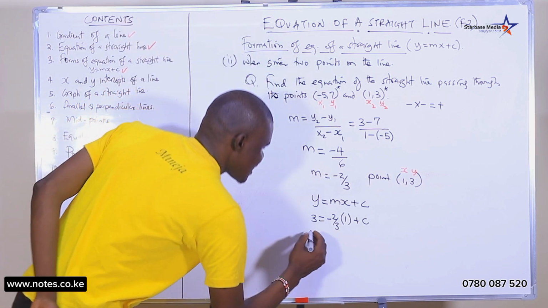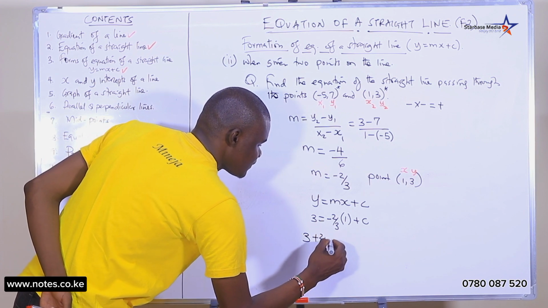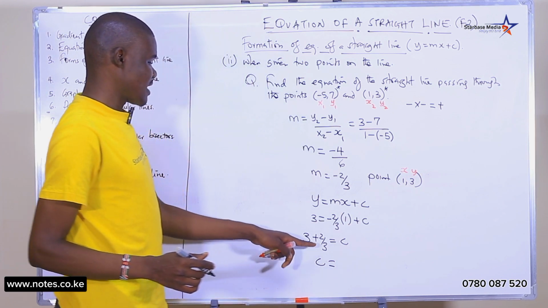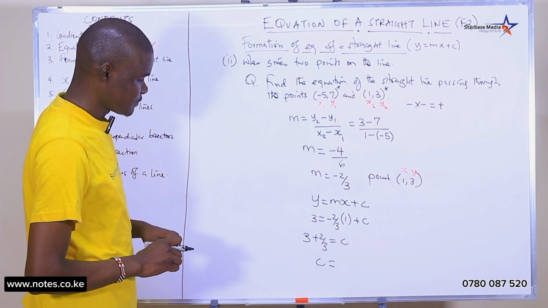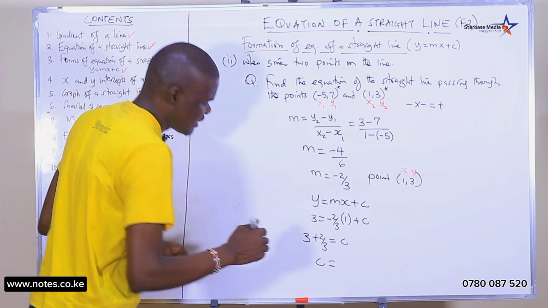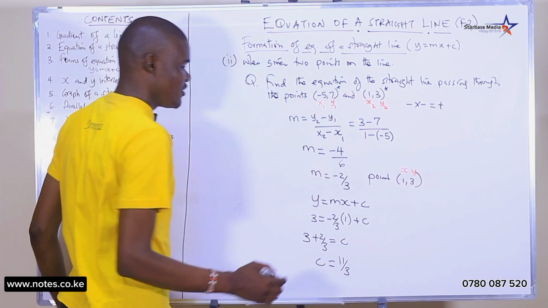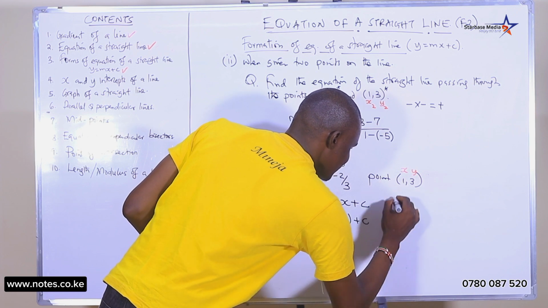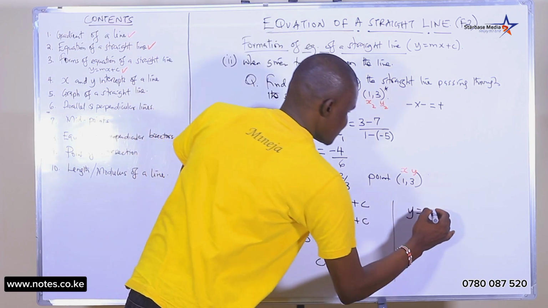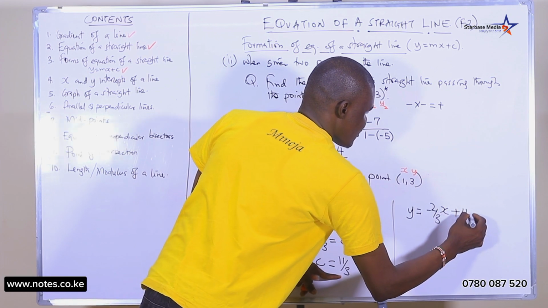So Castro, be on standby. We have 3 there plus 2 over 3 is equals to c. What is the value of c? 3 plus 2 over 3. Yes? 11 over 3. Is it? 11 over 3. So with c, we know we've already found the equation. So the equation is y is equals to, what is m? Negative 2 over 3x plus 11 over 3.